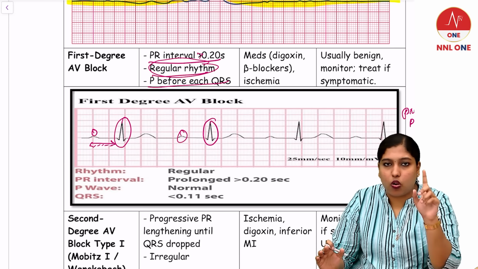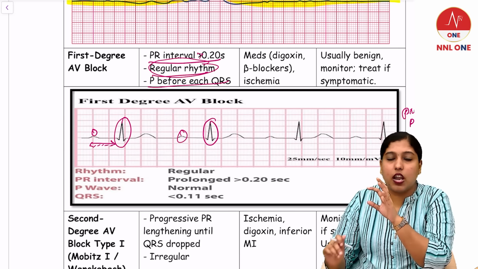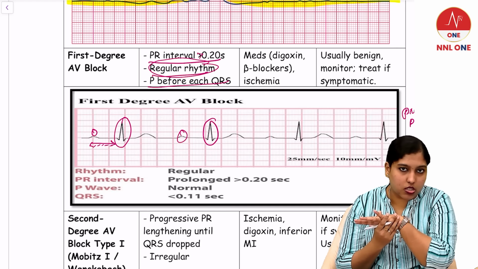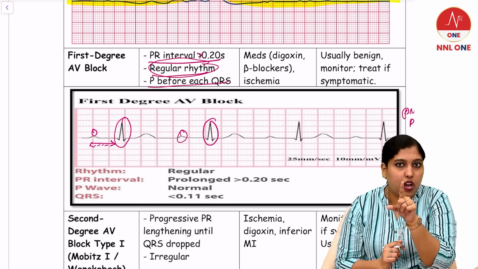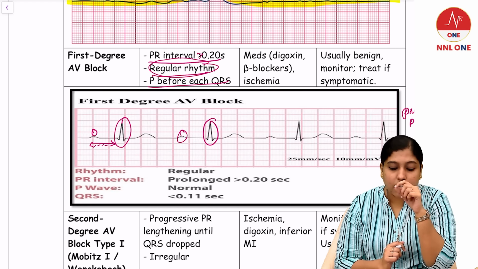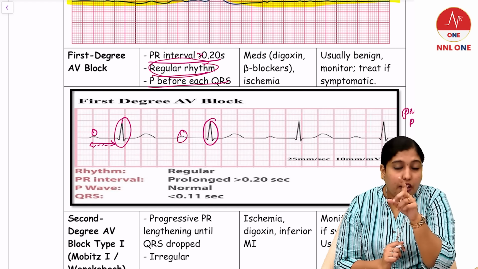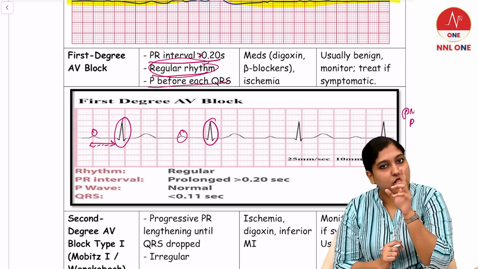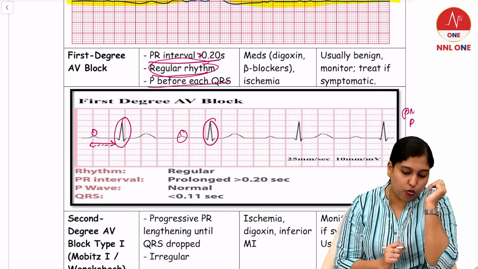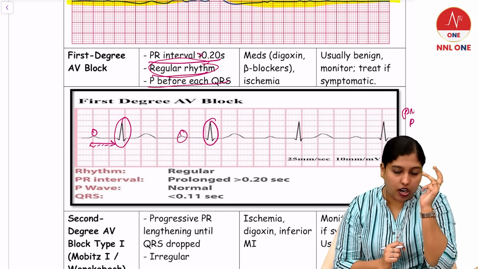For first degree heart block, always remember prolongation of the PR interval, greater than 0.20 seconds. If it has a regular rhythm, with every P wave having its own QRS complex, then your answer will be first degree heart block.